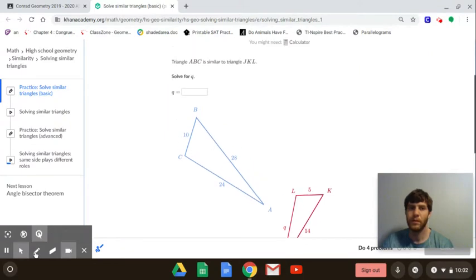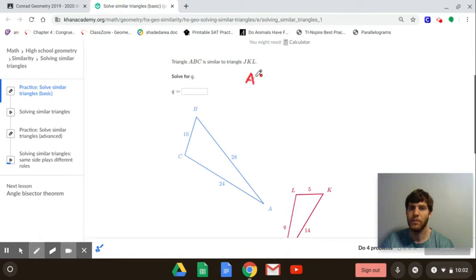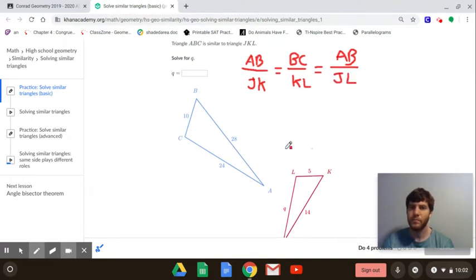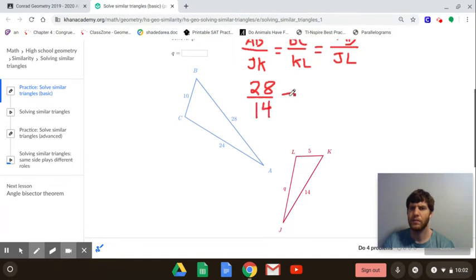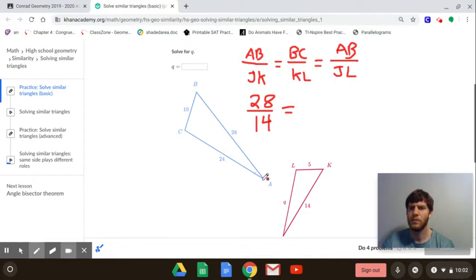Okay, so we know that AB, the first two, is going to correspond with JK. BC, the last two letters there, is going to correspond with KL. And then AB is going to correspond with JL. Okay. So AB here is 28, and JK is 14. Okay. BC is 10. KL is 5.